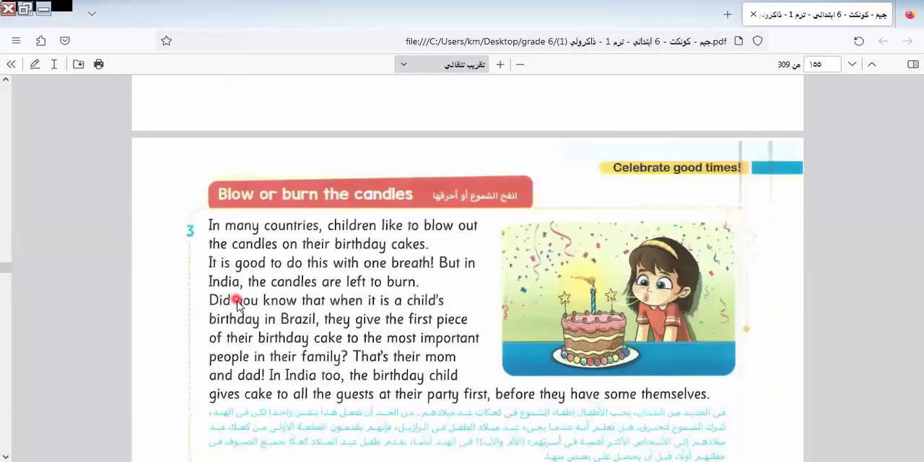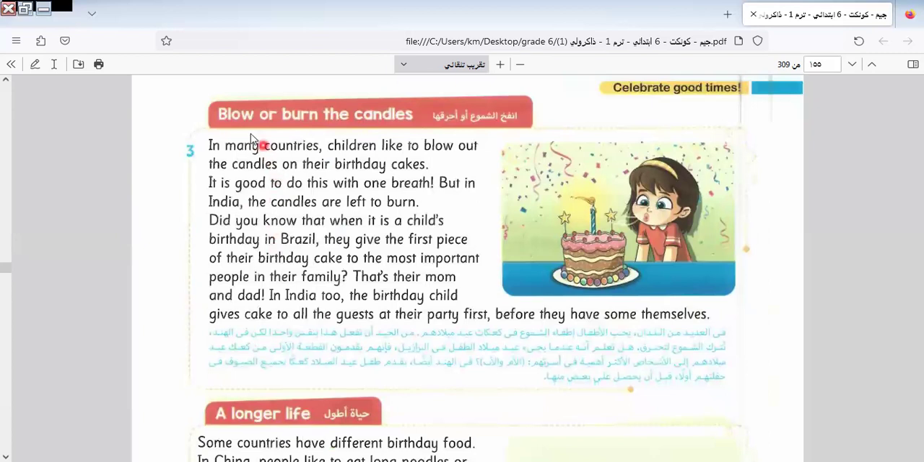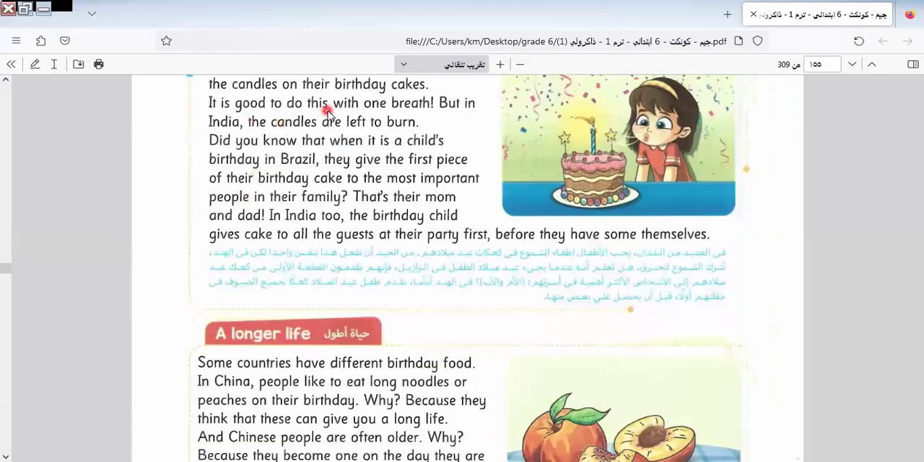Let's go to another item in this part: blow or burn the candles. In many countries, children like to blow out the candles on their birthday cakes. It's good to do this with one breath, but in India, the candles are left to burn. Do you know that when it's a child's birthday in Brazil, they give the first piece of their birthday cake to the most important people in their family?